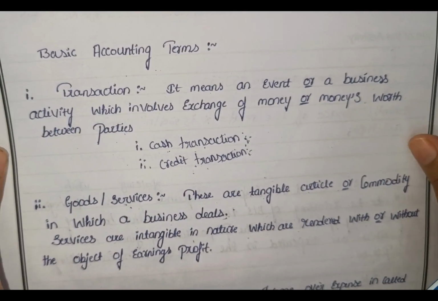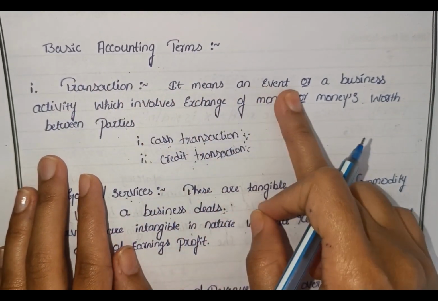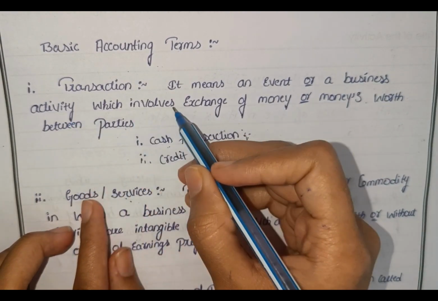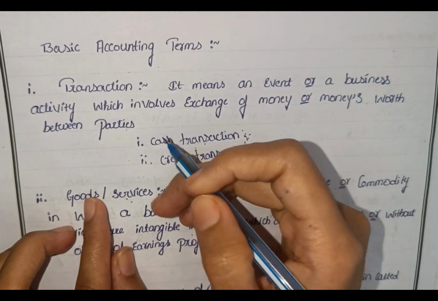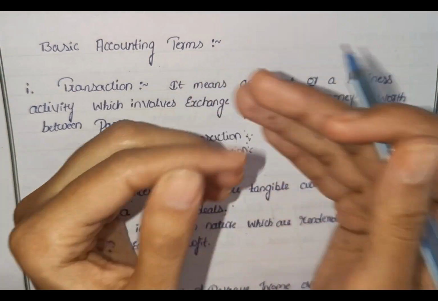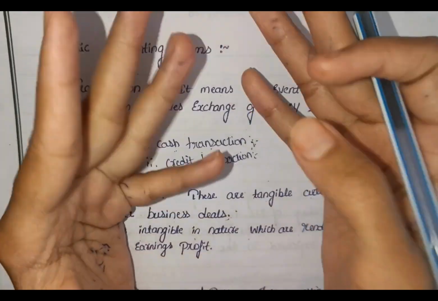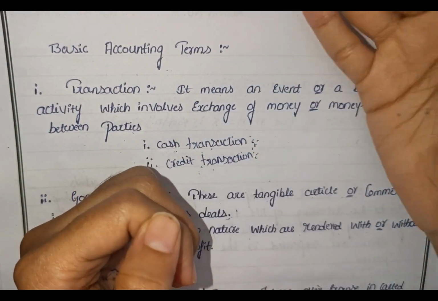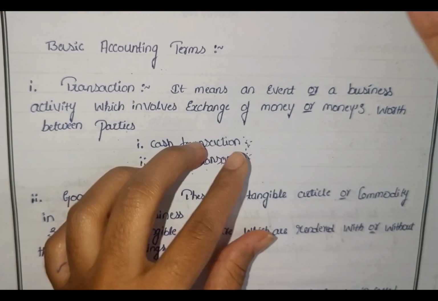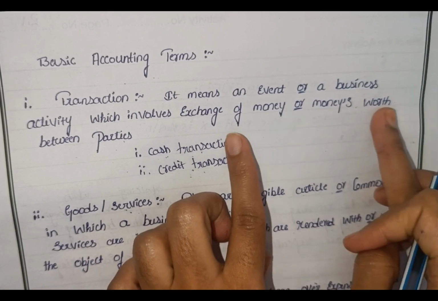We have to move on to basic accounting terms. First one is transaction. It means an event or a business activity which involves exchange of money or money's worth between parties. Transactions are always measured in terms of money or money's worth. For example, purchase of goods involves receiving a material and making a payment. So that's why it is always measured in terms of money or money's worth.